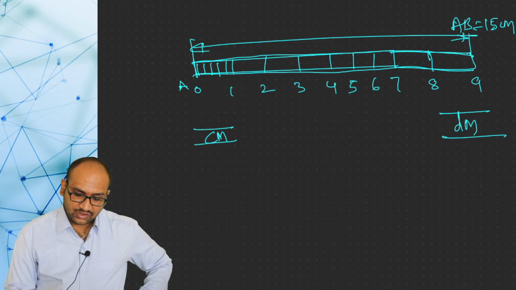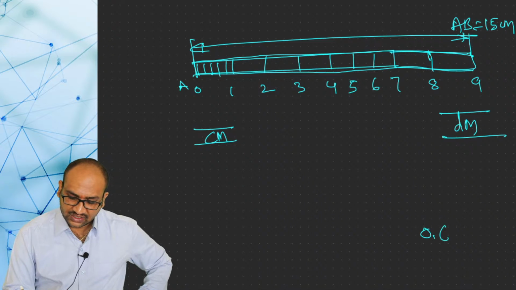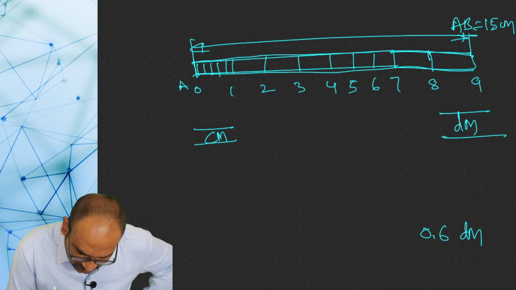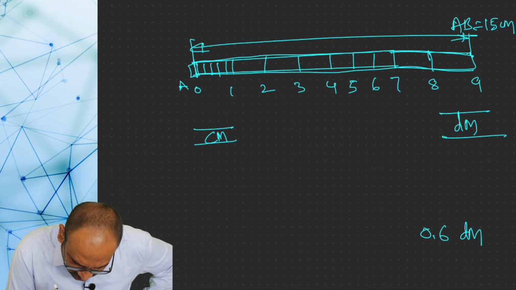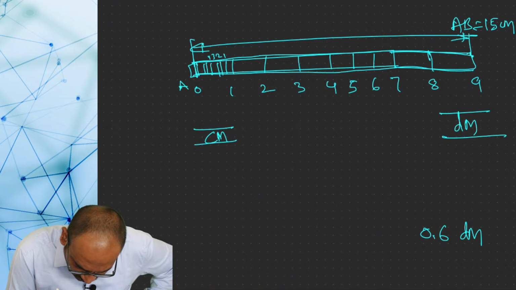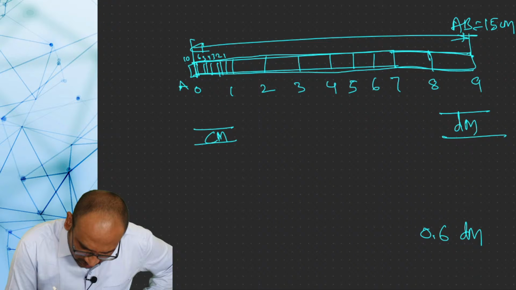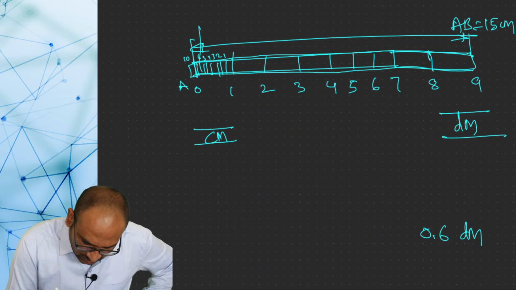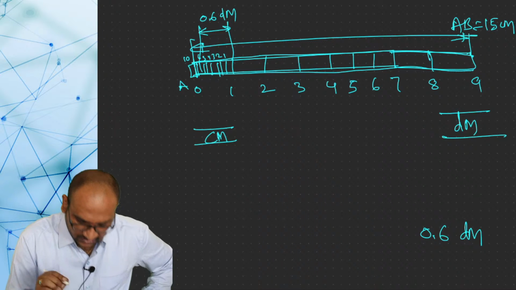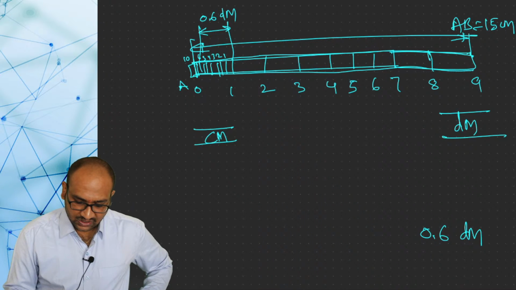So we have to represent 0.6 decimeter on this scale. 0.6 means 1, 2, 3, 4, 5, 6, 7, 8, 9, 10. So 0.6 means this is 0.6 decimeter, like this. So this is the problem.